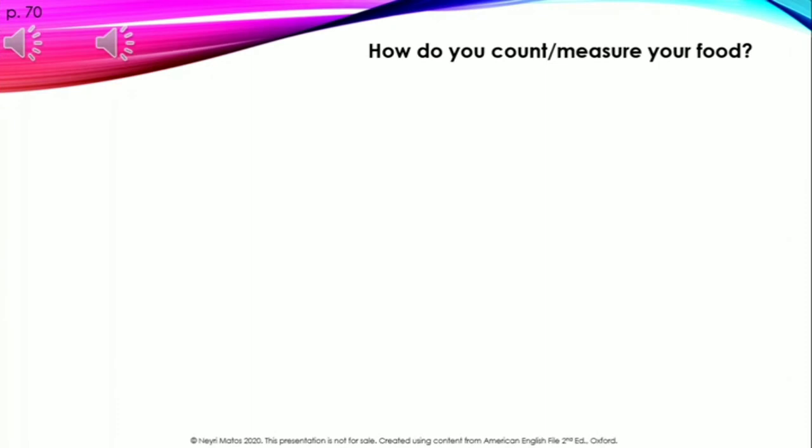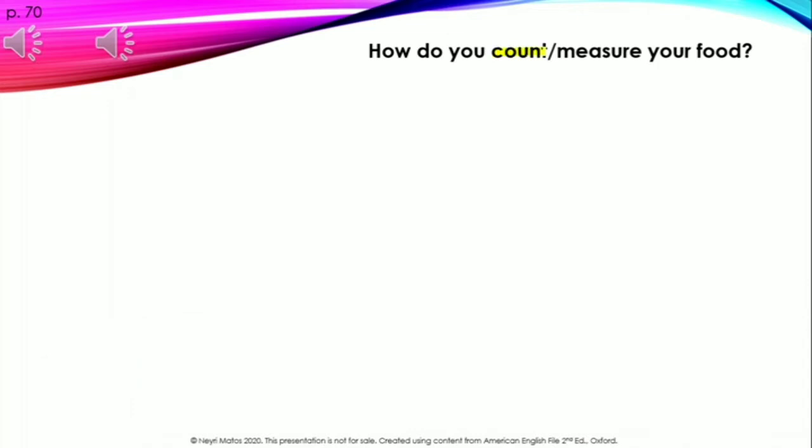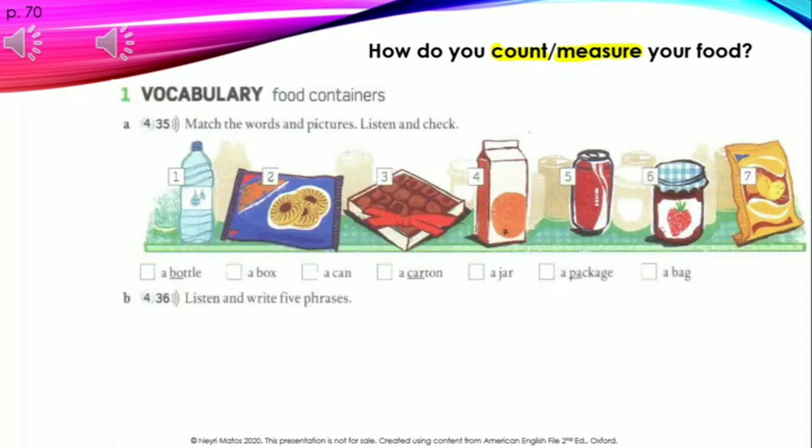Question for you. How do you count or measure your food? I don't know if you remember, but there are some words that are countable and uncountable, right? So when we have uncountable things, we have to count them in a certain way, or we need to measure them, right? So let's continue talking about food now, right?